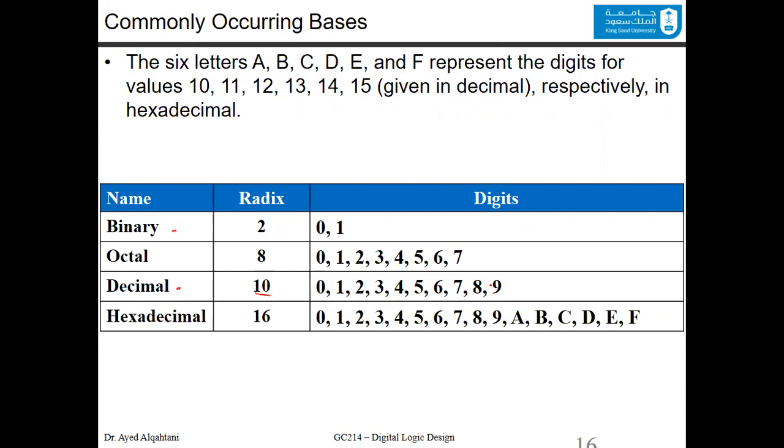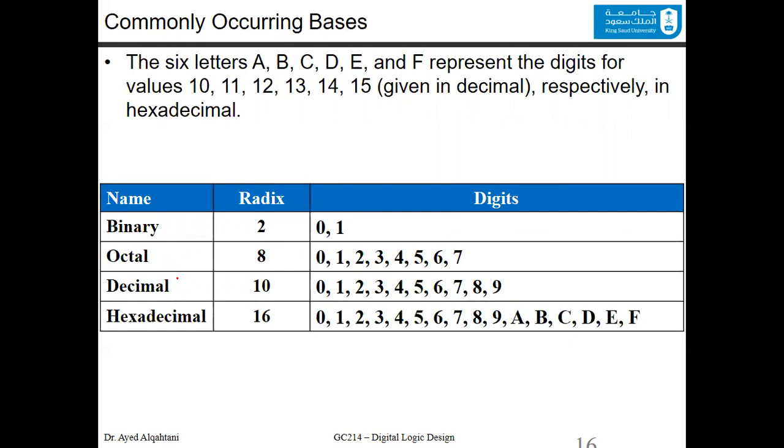Now, if we want to continue counting, we would say, okay, we will move to the other digit, which is 10. 10 is composed of 2 digits, the digit 1 and the digit 0. So 10 by itself is not a new digit. So that's the binary system and the decimal system.